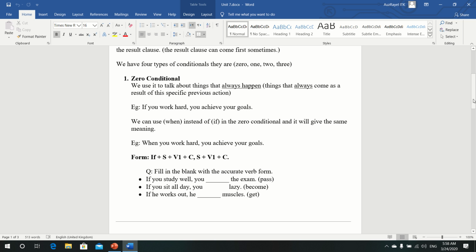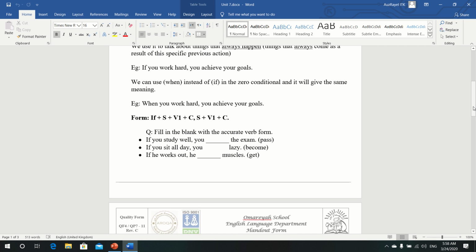So here we have: fill in the blank with the accurate verb form. If you study well, you blank the exam. So we have the verb pass in the brackets, okay? And this is a 0 conditional because we are talking about something that always happens. So what type of verb would be in the gap?